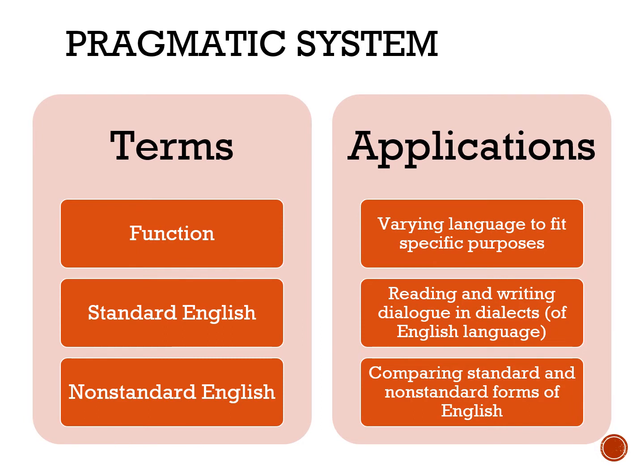Another one is the pragmatic system. The system of English that offers language choices according to social and cultural uses. So we have here important terms such as function, standard English, and non-standard English. And these are the corresponding applications.